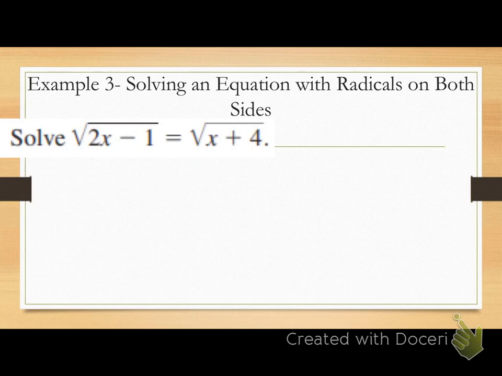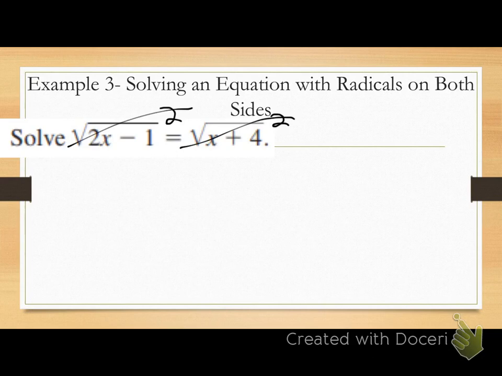Now we got a radical on both sides of the equation. Uh-oh. I don't like it. So I got the square root of 2x minus 1 equals the square root of x plus 4. Any ideas what I could do here? What if you just square them both? There we go. Square both sides, right? What's going to happen when I do that? Both radicals go away, right?